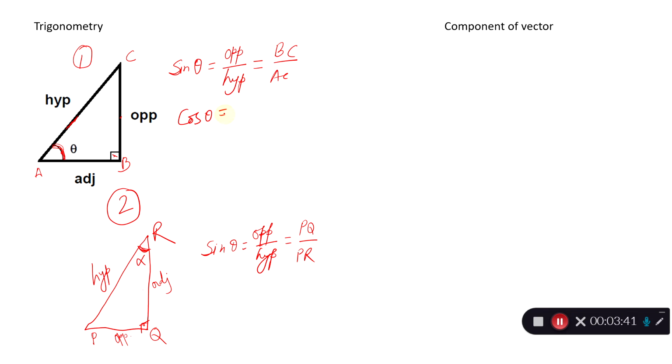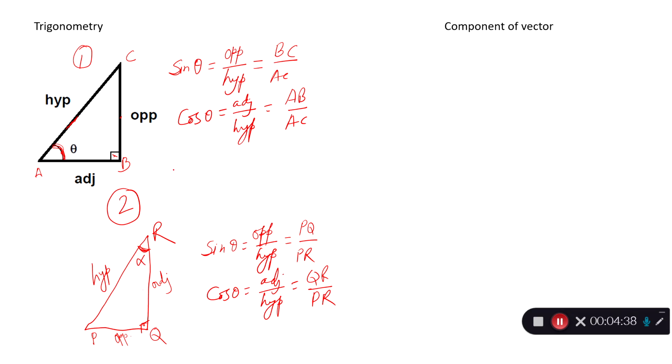Now again go back and look at triangle A. Cosine theta is adjacent side divided by hypotenuse. So adjacent in the first triangle is AB, look at this figure, and the hypotenuse is AC. Now in the second triangle, cosine theta has the same formula, adjacent side divided by hypotenuse. Looking at triangle 2, the adjacent side is QR and the hypotenuse is PR. So if you change the angle from one corner to the other corner, the adjacent and opposite sides also change.